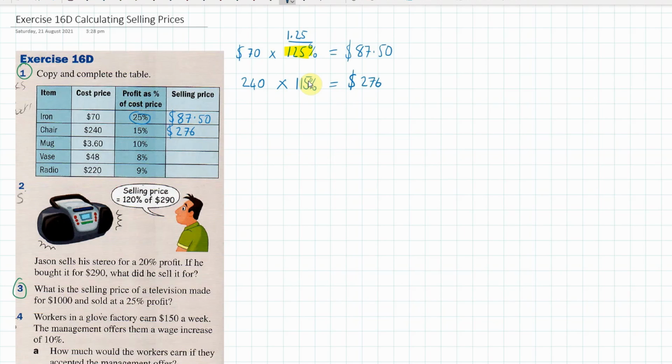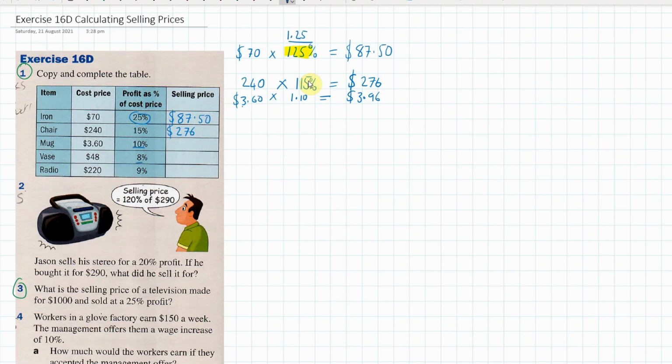Now, the next one, what have I got? $3.60, and I want a profit of 15%. So that's 115. No, sorry, 10%. Sorry, read the wrong question. 10%. So I could go 100 times 110% or times 1.10. And so in this case, 3.6 times 1.1 is giving me $3.96.